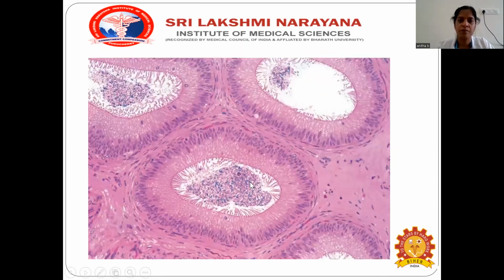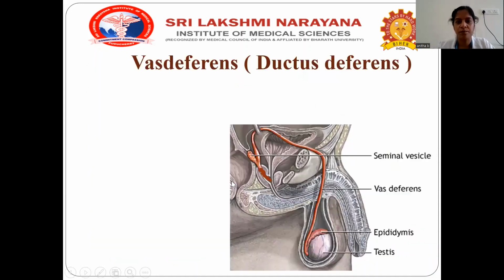This is also a slide showing the pseudo-stratified epithelium. Inside, you can see the collection of sperms. So that's all about the epididymis. Two things we discussed: one is the testis, which is over, and the next one is the epididymis. So two things are over.